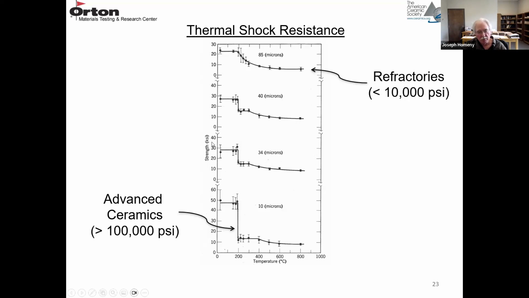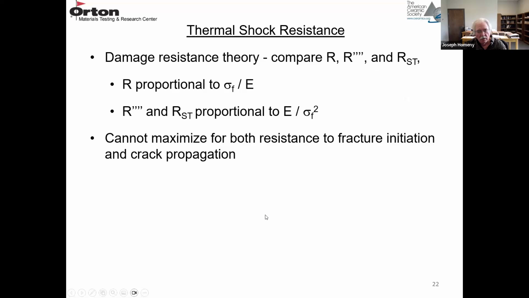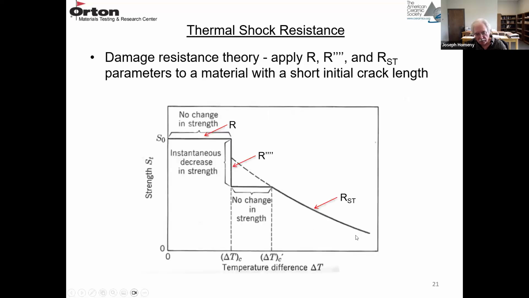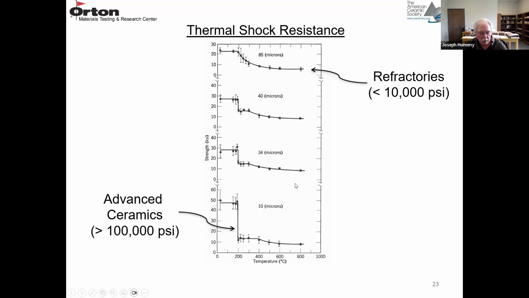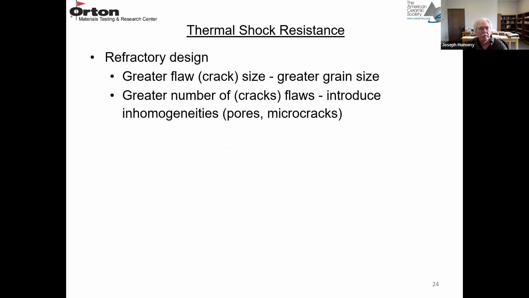So you can see the shape of these curves. It looks very much like this curve here, which is predicted by theory. So either R4 prime or RST, those theories work, and experiments like this prove it out. So those are very valuable parameters to design materials for thermal shock resistance.